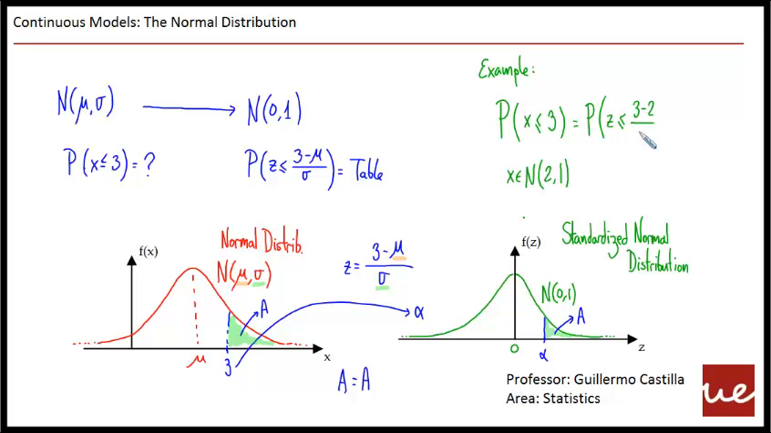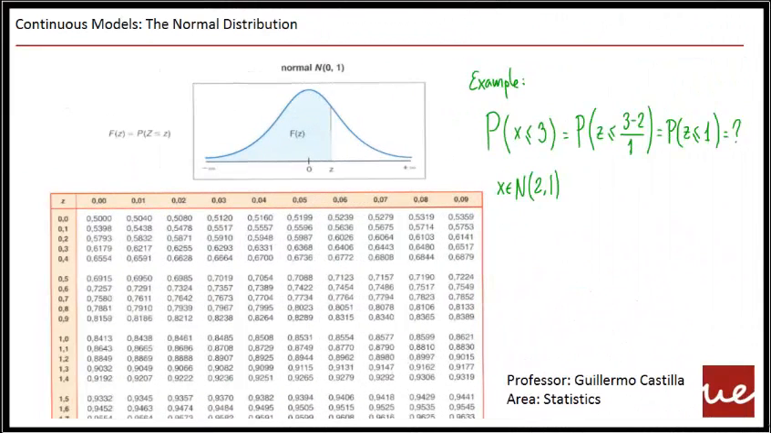So z, in this case, when I use the 0,1 normal, would be whatever the value we want of x minus whatever the value we want of mu divided by whatever the value we have of sigma. So that would be 3 minus 2 divided by 1. That's 3 minus 2 is 1, divided by 1 is 1. So we want the probability of z being smaller or equal than 1, and that would be the same as the probability of x being smaller or equal than 3.